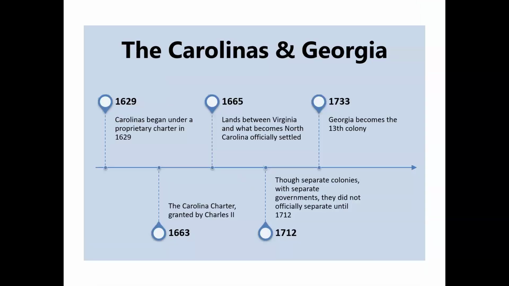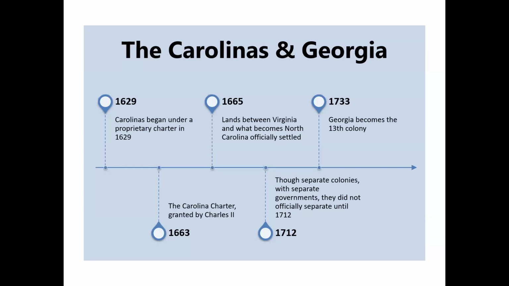The best way to say what was going on with these guys is to sort of give you a little timeline. So in 1629, the Carolinas began under a proprietary charter in that year. In 1663, an additional Carolina charter was granted by Charles II, and it had to be redefined a little bit in 1665 because there was some discussion over just exactly where Virginia's southern border was. And there were individuals from Virginia who had already moved into these areas, and so that had to be officially settled.